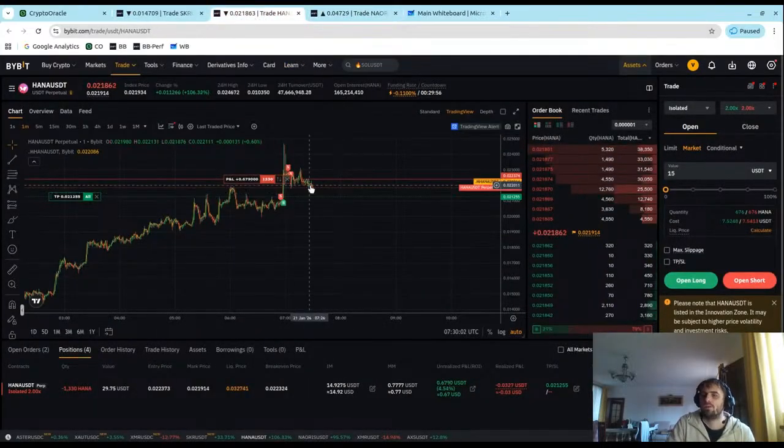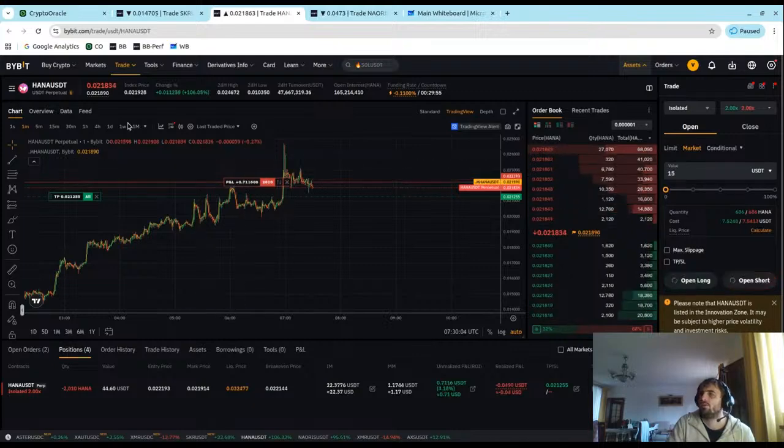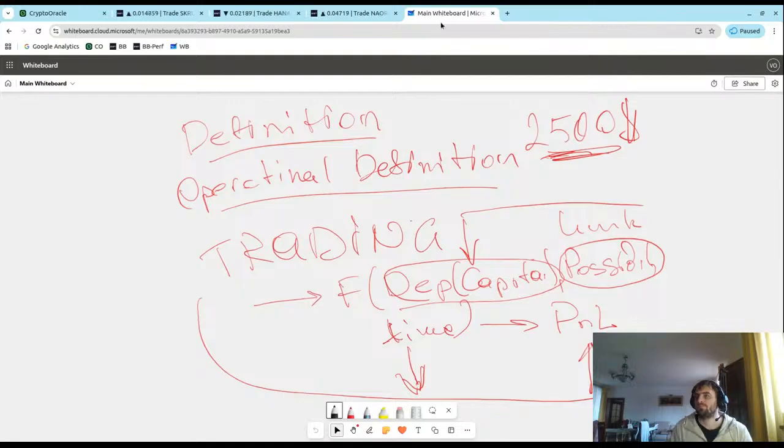It seems like this is a good candidate for dollar cost averaging. So let's continue. Right, so that's about trading, and that's about definition.